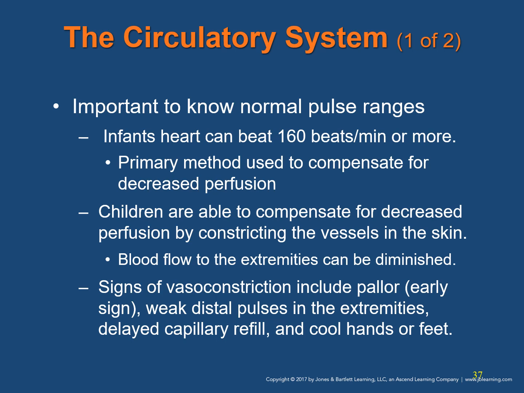The circulatory system. It is important to know the normal pulse ranges when evaluating children. An infant's heart can beat 160 times or more per minute. This is the primary method the body uses to compensate for decreased perfusion. Children are also able to compensate for decreased perfusion by constricting the vessels in the skin. Blood flow to the extremities can be diminished. Signs of vasoconstriction include pallor, an early sign, weak distal pulses in the extremities, and delayed capillary refill or cold hands or feet.